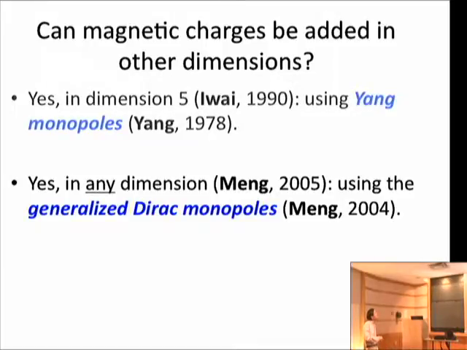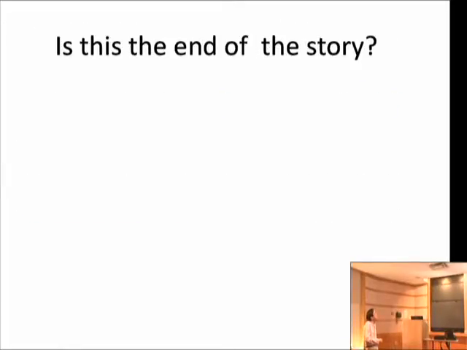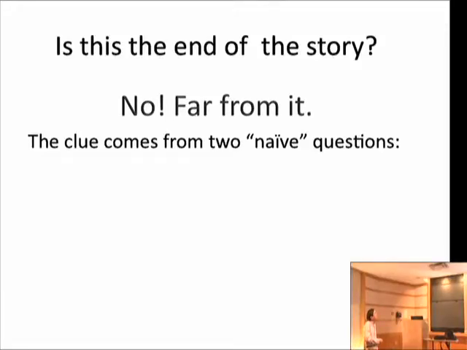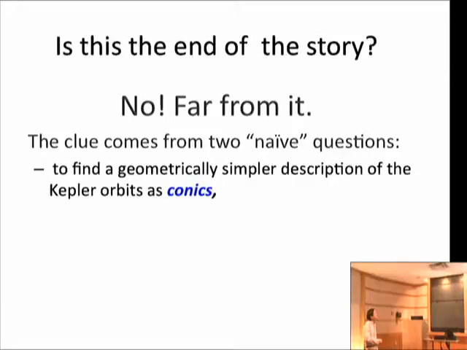I'm doing this problem because I partially want to justify my generalized Dirac monopole work, to make sure this really makes sense. Okay, it turns out everything can be done successfully. Now, is this the end of the story? No, far from it. The clue comes from the following two naive questions.